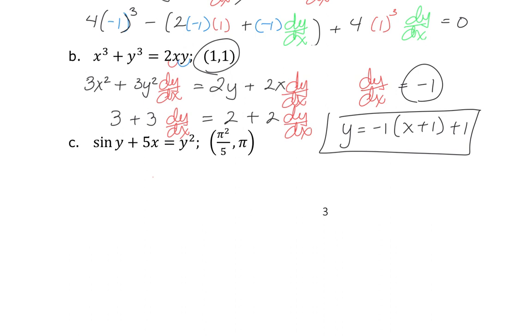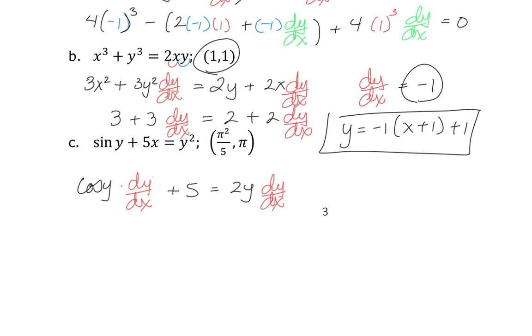Taking a look at C, I'm going to do the same kind of thing: take the derivative, and then evaluate. So I'm going to take the derivative of the sine of y, which is going to give me the cosine of y multiplied by the derivative of y, dy/dx, which is then going to be equal to the derivative of 5x, which is plus 5. And then on the other side, I'm going to get 2y, and then the derivative of y is going to be dy/dx.